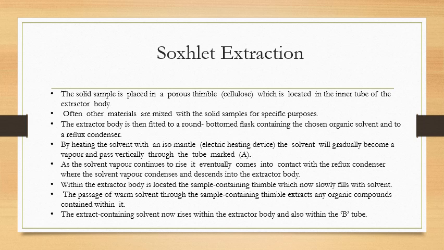Within the extractor body is located the sample containing thimble, which now slowly fills with the solvent. The passage of warm solvent through the sample containing thimble extracts any organic compounds contained within it. The extract containing solvent now rises within the extractor body and also within the tube B, as shown in previous slide.